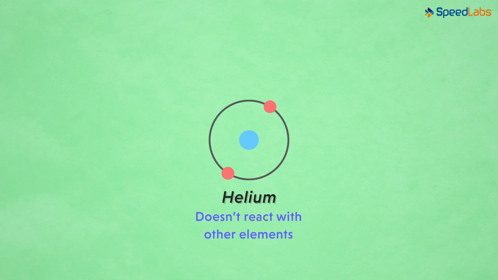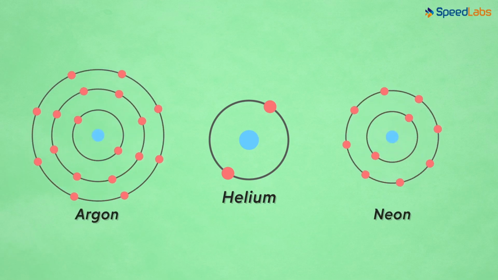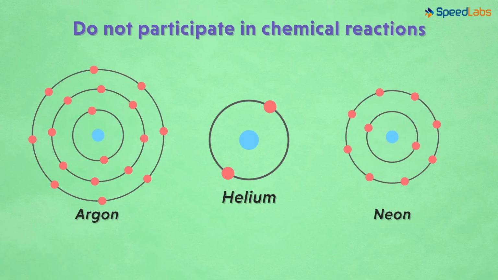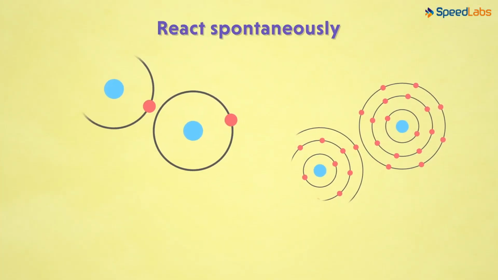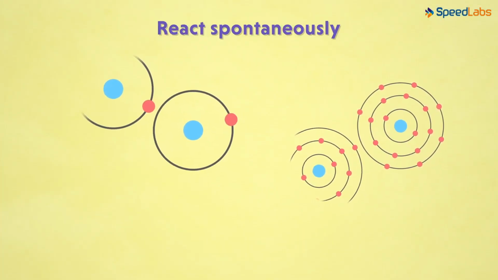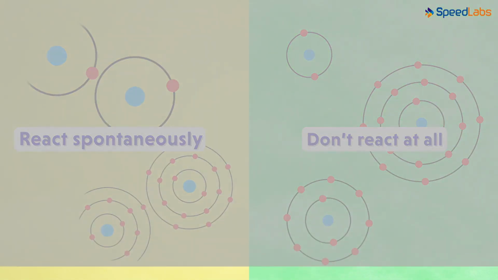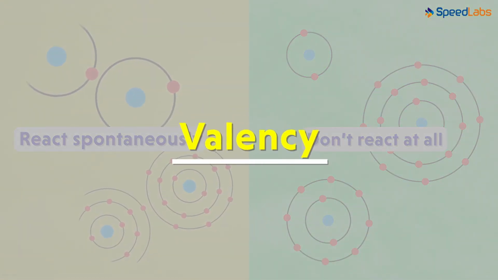But have you ever wondered why? What makes helium and many other elements, like neon and argon, not participate in chemical reactions? And another question we would have is what makes other elements react spontaneously with each other? The answer is valency. Yes, one of the most important factors for reaction is the concept of valency.